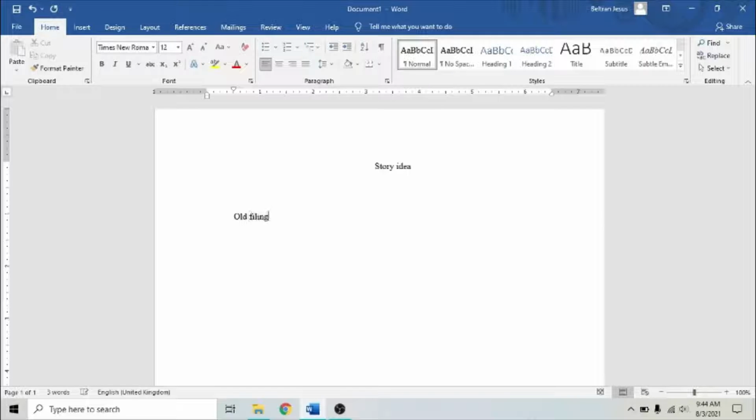So now, old filing cabinet. I am a slow typist and a slow reader, so forgive me. Old filing cabinet found in alley. And that's it. No period, no need to get all technical with that. What we're doing is creating the kernel of the idea for this story. From here, we can actually tab over a few times, and we can describe it if we want to.